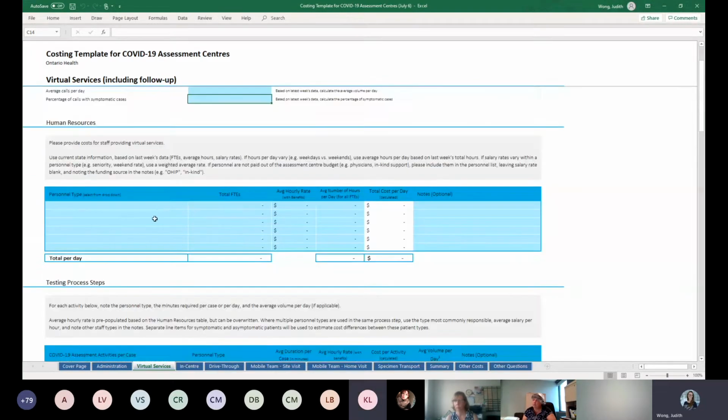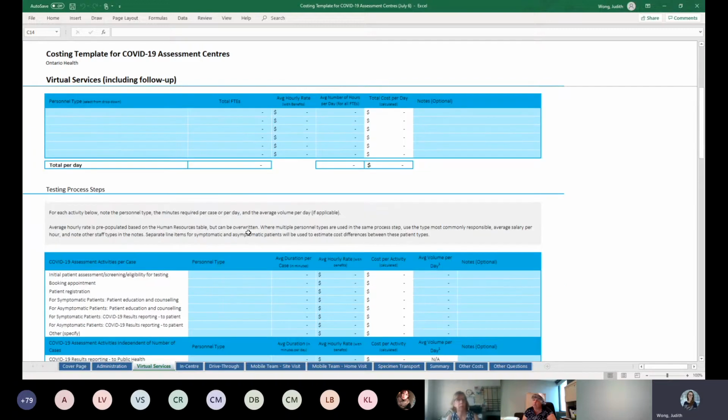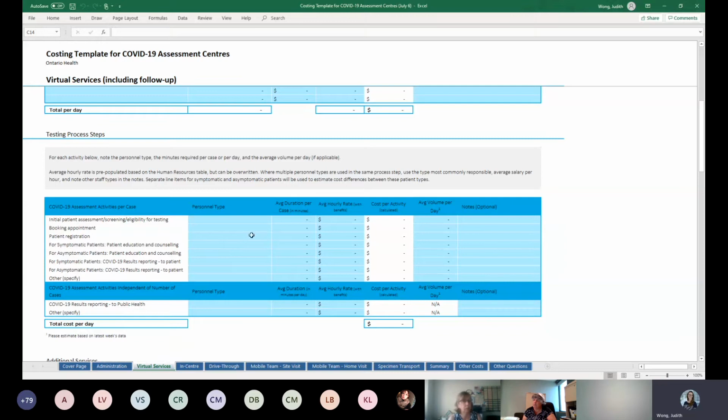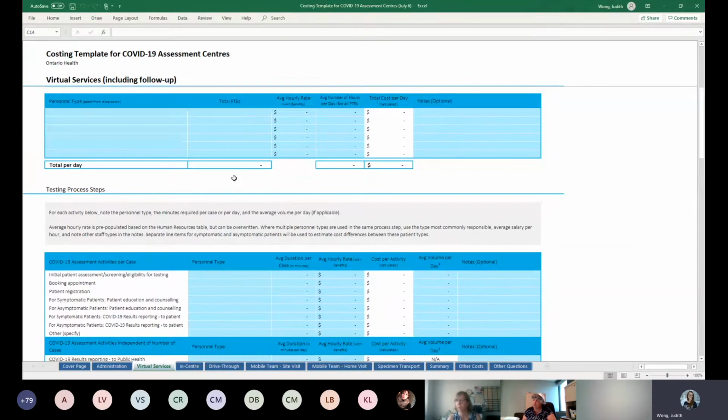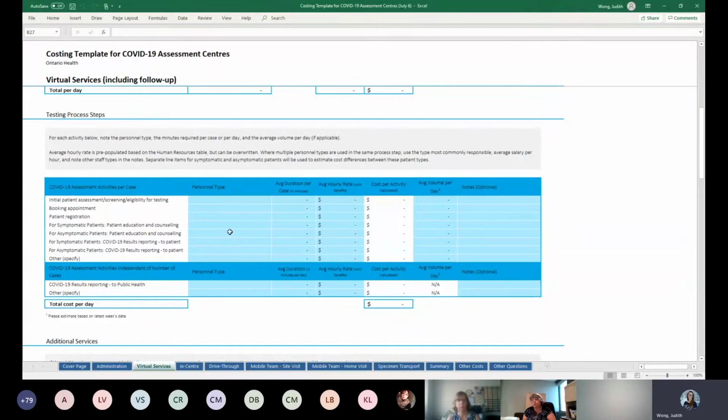Similarly here, we're looking for all of your personnel providing virtual services. And then, unlike the admin tab, as we get into these other tabs, we're starting to also collect information on the specific activities that these staff are doing. So up here, you would select the staff types that are staffing your virtual services center and their total hours per day. And then below, we're looking for the number of minutes per activity.